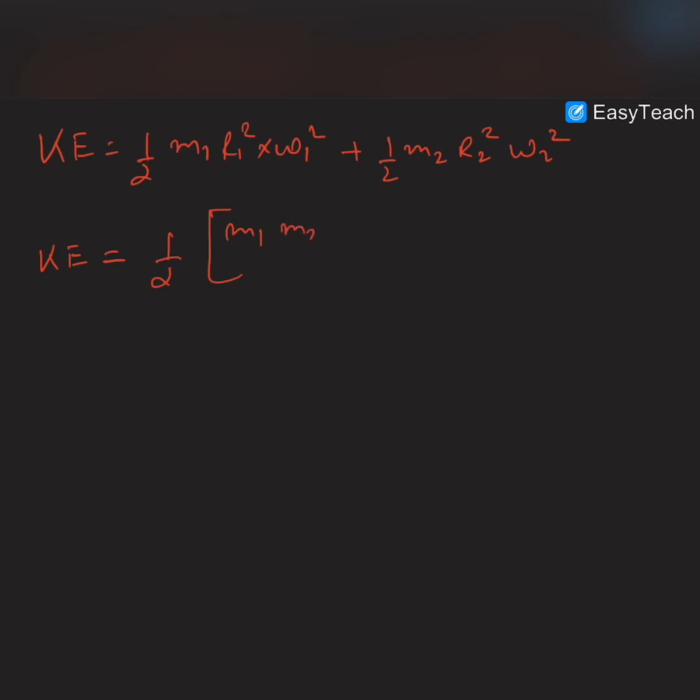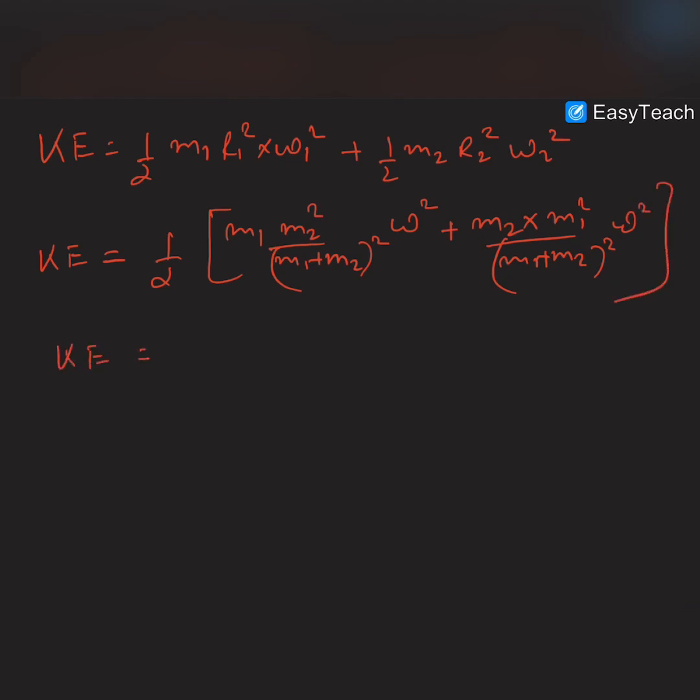So the kinetic energy of the system is half m1 r1 square omega 1 square, and the kinetic energy of the other one is half m2 r2 square omega 2 square. So the total kinetic energy of the system, half is common, and this is m1. Now r1 square, we know, would be m2 square by (m1 plus m2) whole square, and we know that omega is the same, so this is omega square, plus this is m2, and r2 square will be m1 square by (m1 plus m2) whole square into omega square.